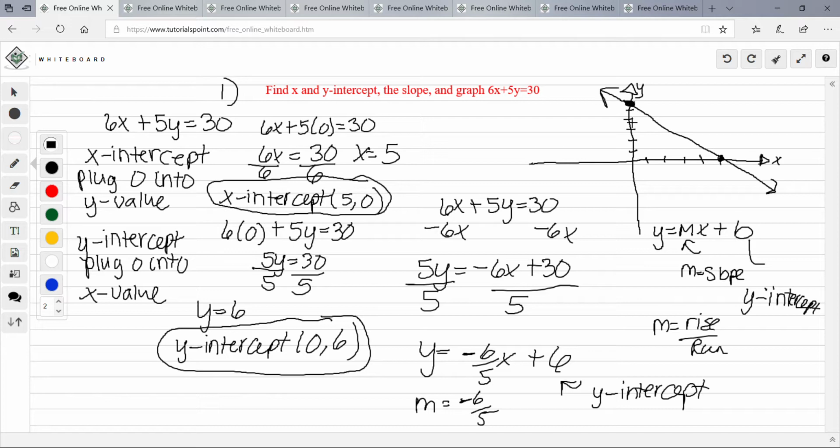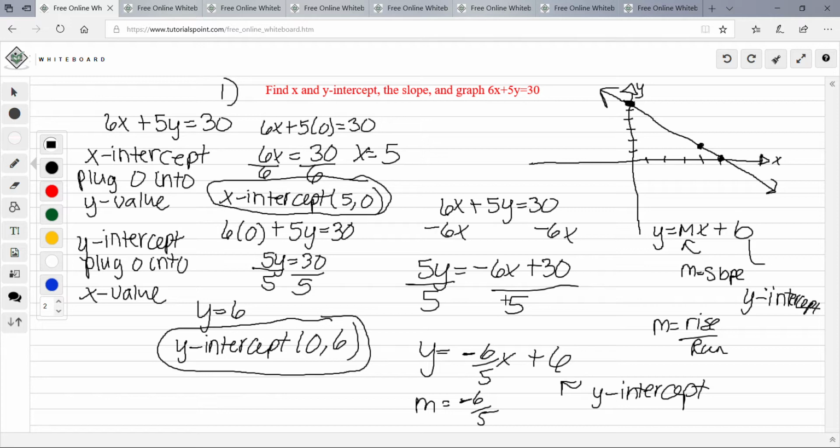So 1, 2, 3, 4, 5, and then right 5: 1, 2, 3, 4, 5. So here's 1 point. And then you could just connect the dots, and you could keep on going. You could go down 6, 1, 2, 3, 4, 5, 6, and then right 5, 1, 2, 3, 4, 5. And just looking at this, our slope says that it's negative.